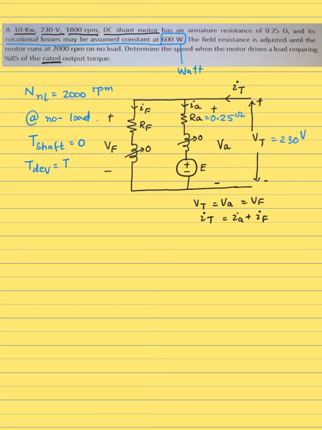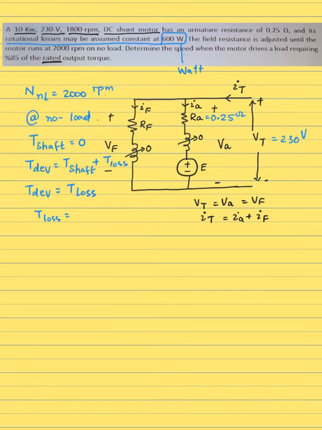the developed torque is the shaft torque plus any losses it has to take care of. Since under no load conditions the shaft torque is 0, the developed torque by the machine should only be sufficient to take care of the losses. So in order to calculate the loss torque, we're going to use the expression P equals T omega. So T loss is going to be the power loss divided by the speed. The power loss is given as 600 watts divided by the speed the machine is running at under this condition, which is 2000 RPM.